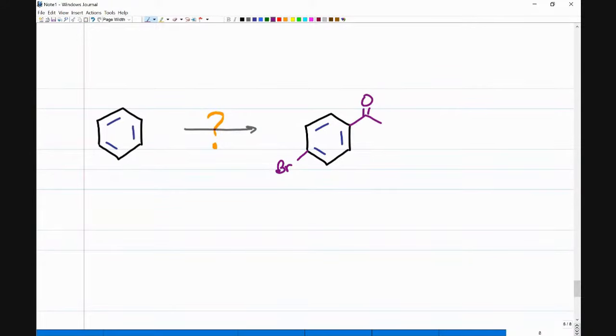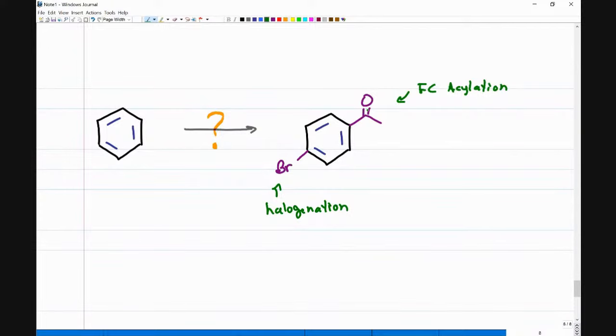The first thing I want you to do is look at them individually and ask yourself, what kind of a reaction is happening here? How do I do this? Well, this right here is a Friedel-Crafts acylation, because we have an acyl group. And this right here is a halogenation reaction. I can't just start doing the reactions once I identify them, because we have to see where each one is going to direct the next one.